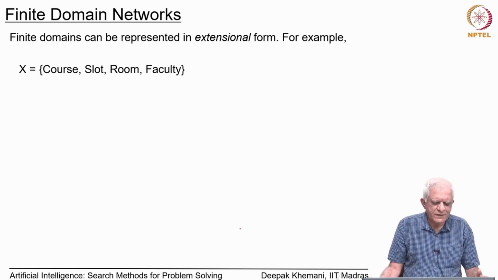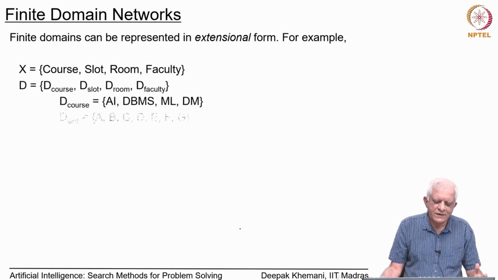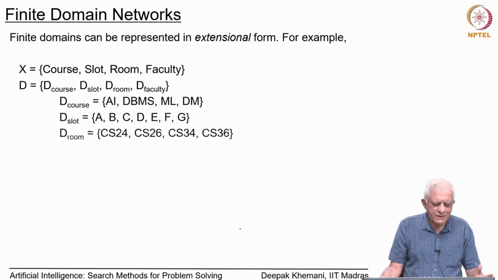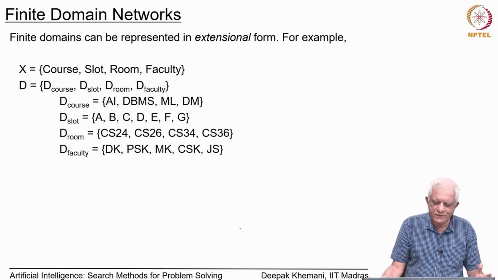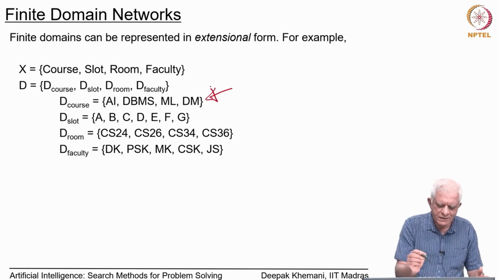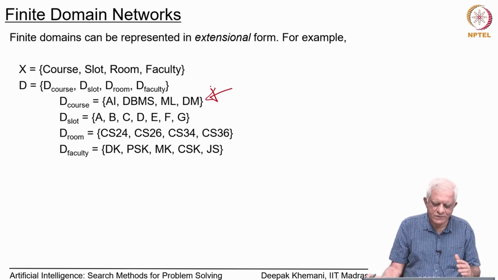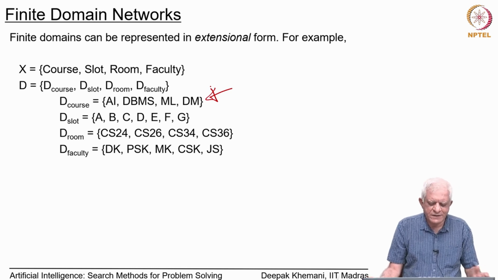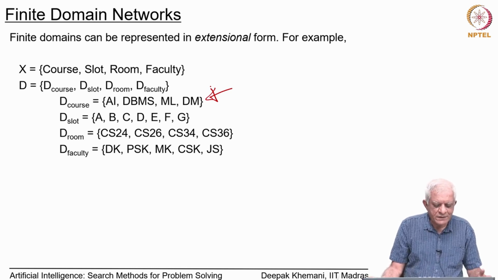So, for example, if you are talking about a teaching scenario, the variables can be course, slot, room and faculty essentially. So, these are the 4 variables, and the domain of course is the set of courses, as you can see here. The domain of slots is the set of slots. So, for example, the slots may be named as A, B, C, D, E, F, G slots, and rooms a set of rooms, and faculty a set of faculty. So, these are the 4 domains, and we are talking about relations over these 4 domains.